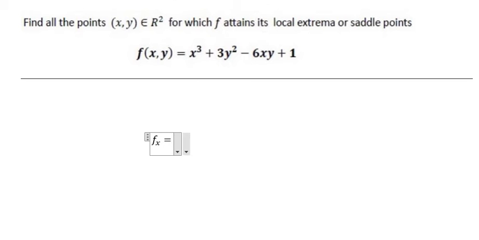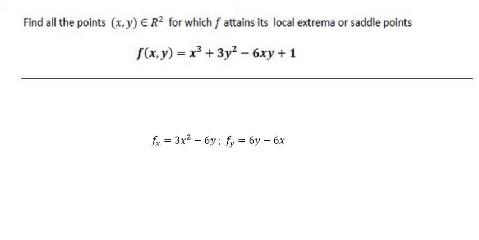For x, we have 3x squared minus 6y. And then for y, we will have 6y minus 6x.